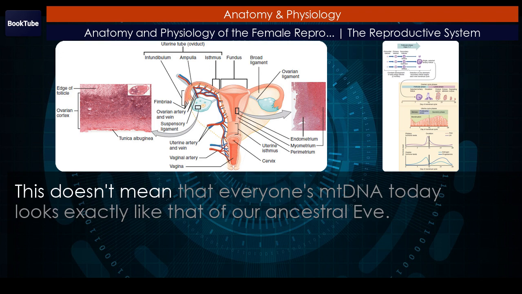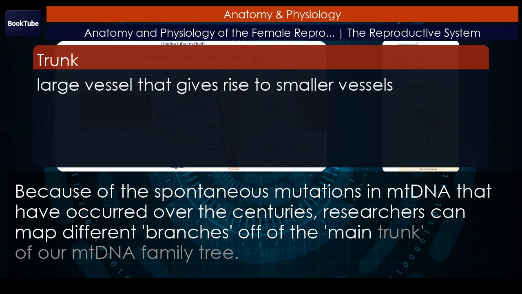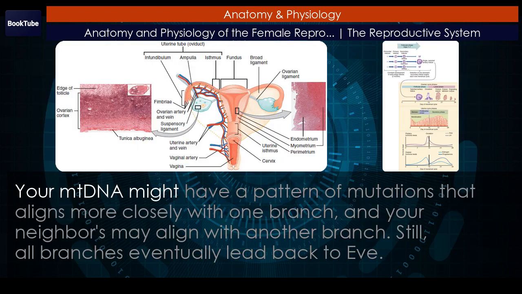This doesn't mean that everyone's mtDNA today looks exactly like that of our ancestral Eve. Because of the spontaneous mutations in mtDNA that have occurred over the centuries, researchers can map different branches off of the main trunk of our mtDNA family tree. Your mtDNA might have a pattern of mutations that aligns more closely with one branch, and your neighbors may align with another branch.